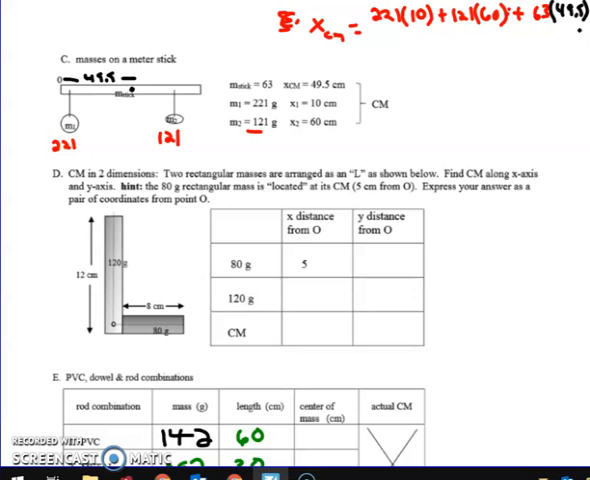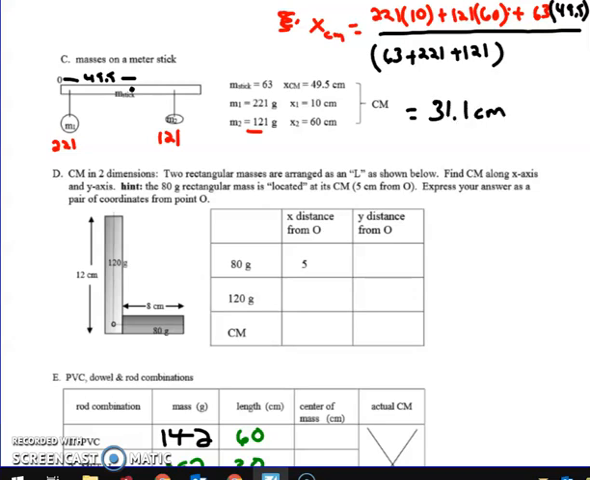Then I'm going to divide by the mass of everything, so that's 63 plus 221 plus 121 in parentheses, and I've already done the math, and I get a value of about 31.1 centimeters. Like I said before, it falls here if we had nothing hanging here, so it's going to be shifted a little bit towards the heavier mass, which makes sense.